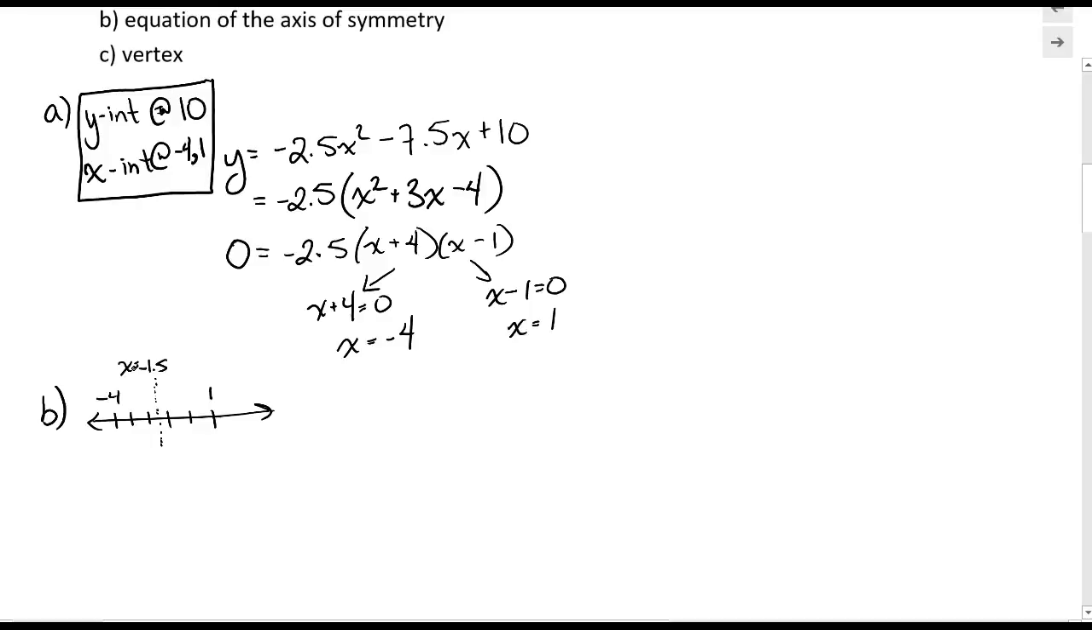Or I can use the equation that we have above. So x equals x1 plus x2, all divided by 2. In this case, it would be negative 4 plus 1 divided by 2. Negative 4 plus 1 is negative 3, divided by 2 is negative a half. Negative 1.5, either way, I get the same answer. This is my axis of symmetry.